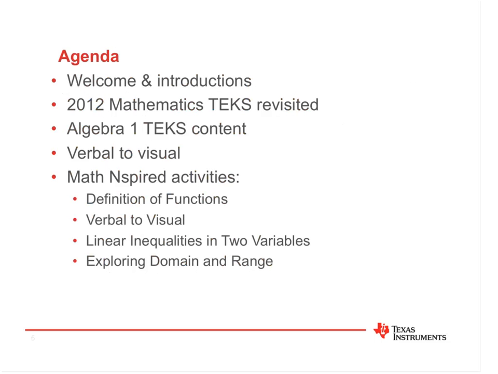At this point, Blake is going to discuss our agenda. Well, thanks, Mike. Tonight, we're really going to be focusing on some standards and some activities that relate to Algebra 1, and also a couple of things that relate to 8th grade, because as most of us from Texas know, we have a new set of standards for kinder through 8 this year, and then next year we will have some new standards for Algebra 1. So we're going to be looking at about 4 different activities tonight: definitions of functions, verb to visual, linear inequalities in 2 variables, and exploring domain and range.